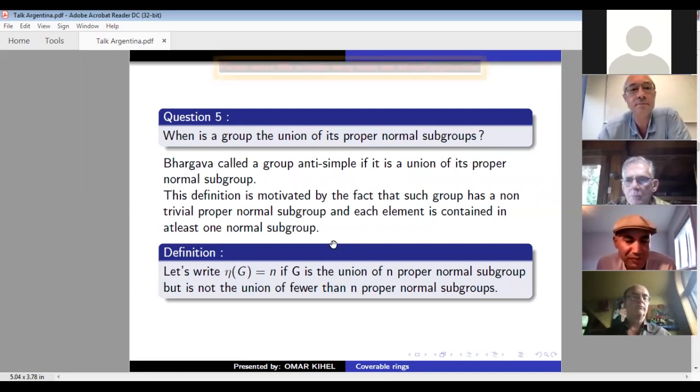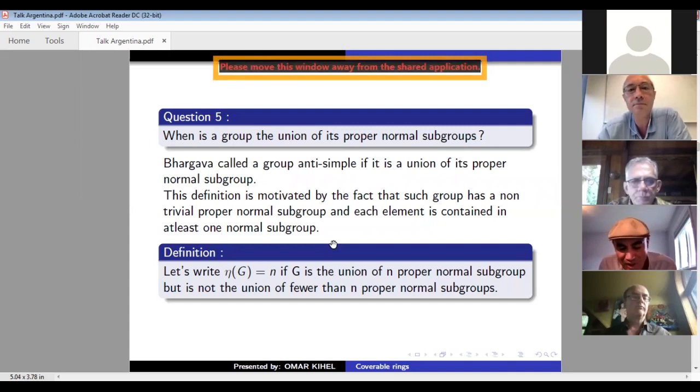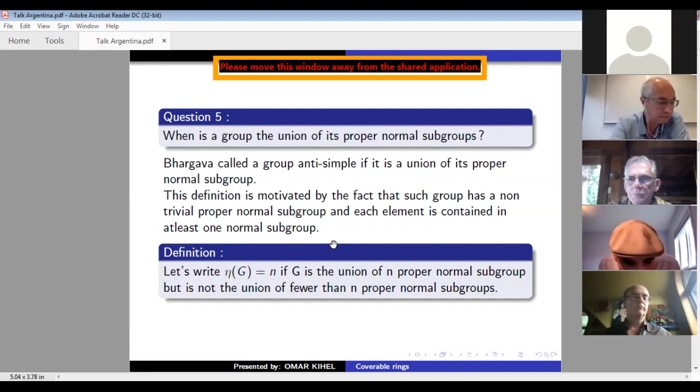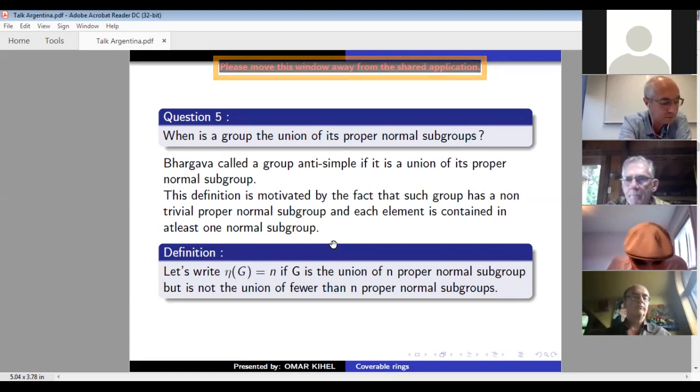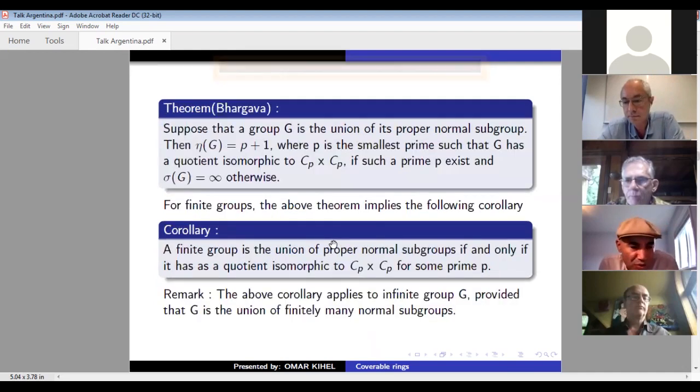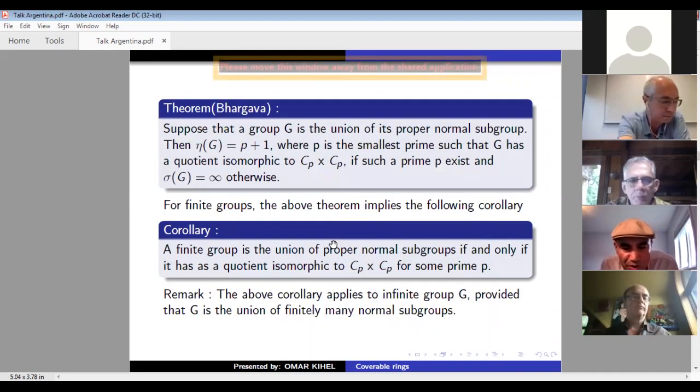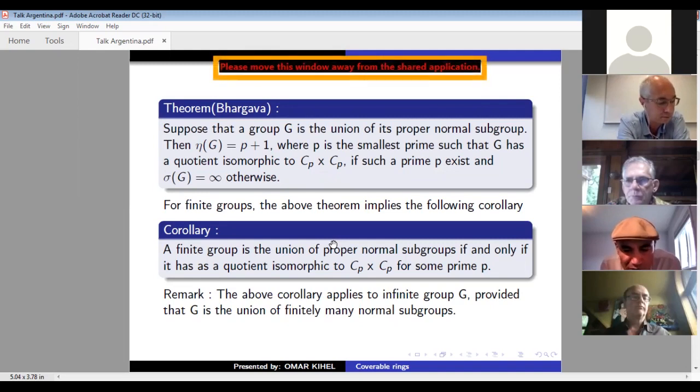So for sigma G equal 3, when you have G equal H1 union H2 union H3, we saw that each one has index 2. It means normal. So we are in this situation. And we give a definition. Let eta G be equal to n if G is the union of n proper normal subgroups, but is not the union of fewer than n normal subgroups. And then there is this theorem. Suppose that a group G is the union of its proper normal subgroups, then eta G is equal to p plus 1, where p is the smallest prime such that G has a quotient isomorphic to Cp cross Cp.